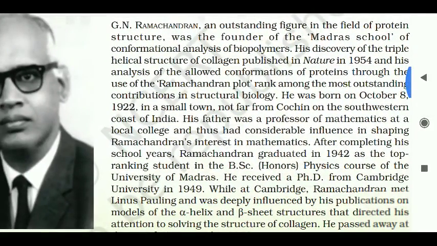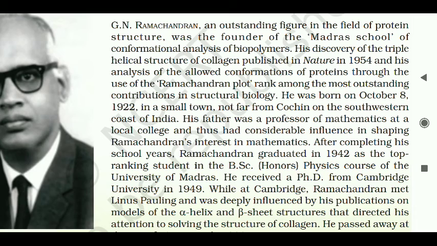G. N. Ramachandran, an outstanding figure in the field of protein structure, was the founder of Madras School of Conformational Analysis of Biopolymers. His discovery of the triple helical structure of collagen, published in Nature in 1954, and his analysis of allowed conformation of proteins through the use of the Ramachandran plot, rank among the most outstanding contributions in structural biology. He was born on October 8, 1922, in a small town not far from Cochin on the southwestern coast of India. His father was a professor of mathematics at a local college and thus had considerable influence in shaping Ramachandran's interest in mathematics.